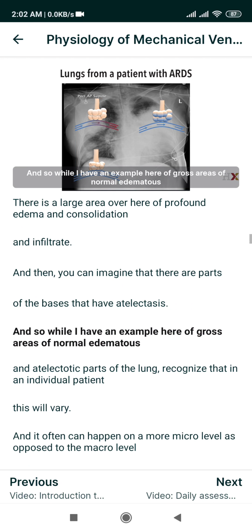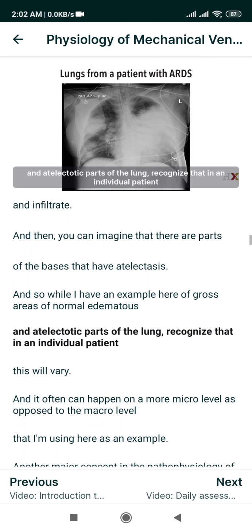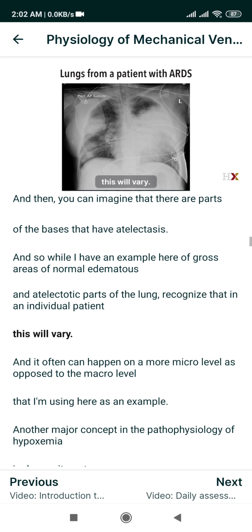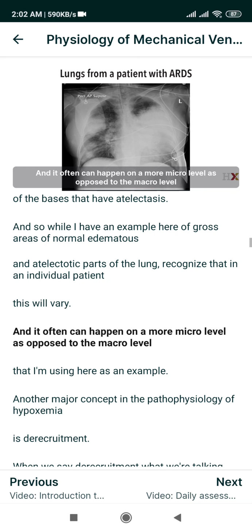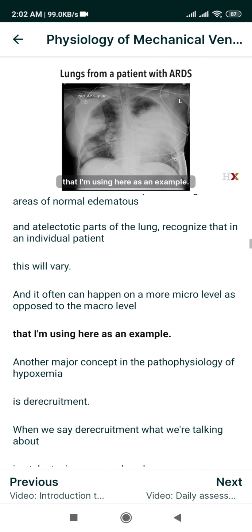While I have an example here of gross areas of normal, edematous, and atelectatic parts of the lung, recognize that in an individual patient, this will vary, and it often can happen on a more micro level as opposed to the macro level that I'm using here as an example.